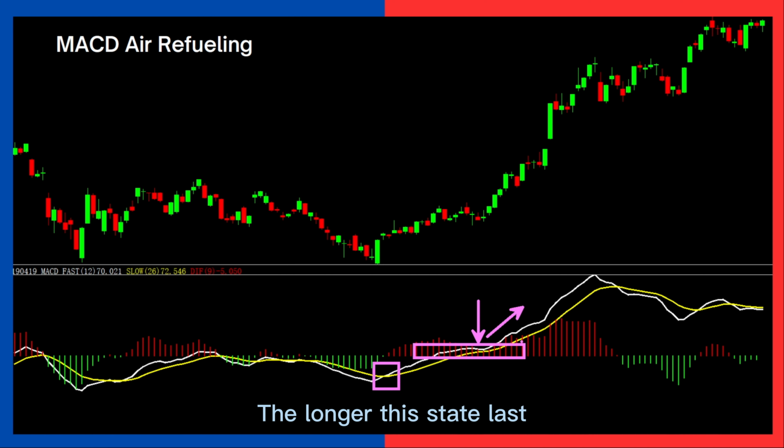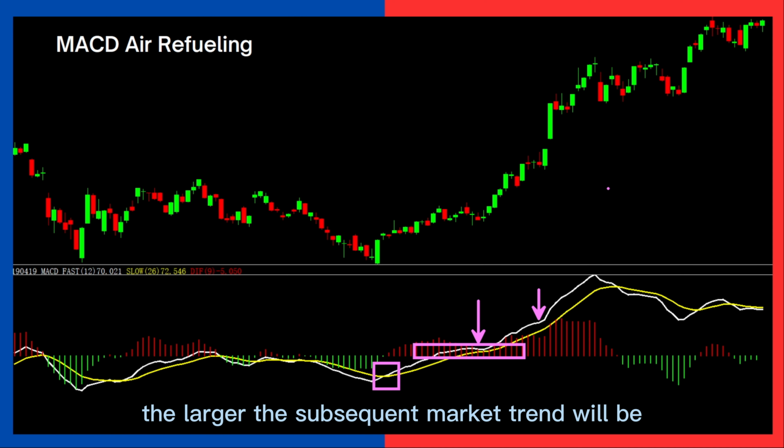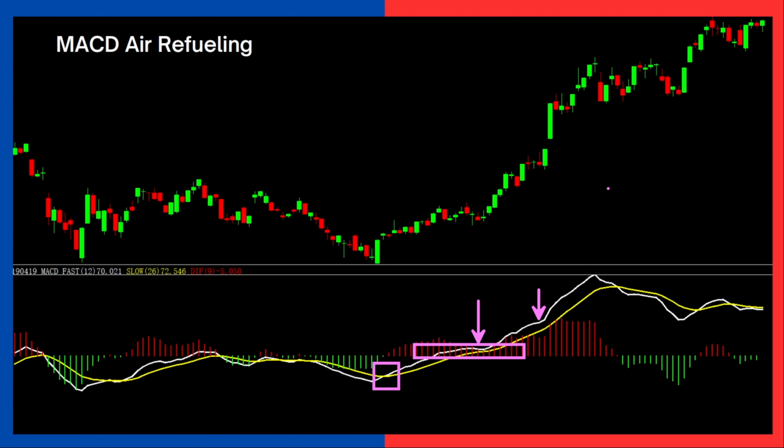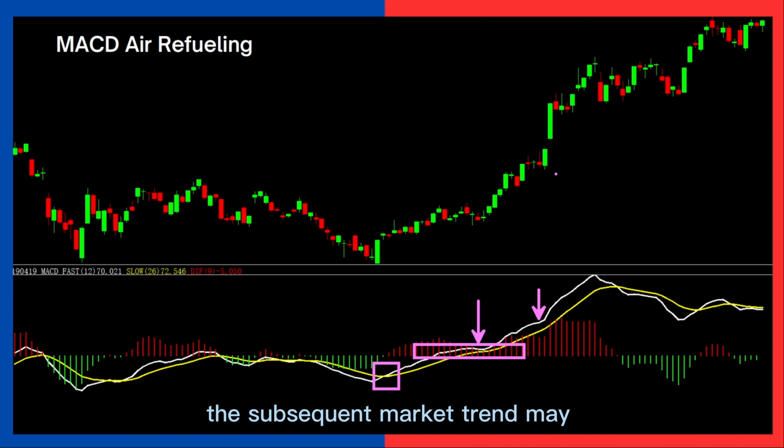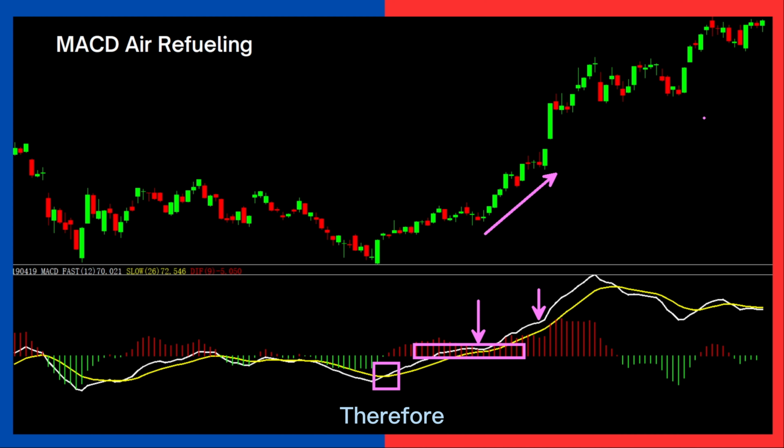The longer this state lasts, the better it is. It is best to appear 2 or 3 times or more. The longer it lasts, the larger the subsequent market trend will be. We can see that if air refueling appears only once, the subsequent market trend may have about a 50% increase. Therefore, once encountering this situation, we must pay attention to it.